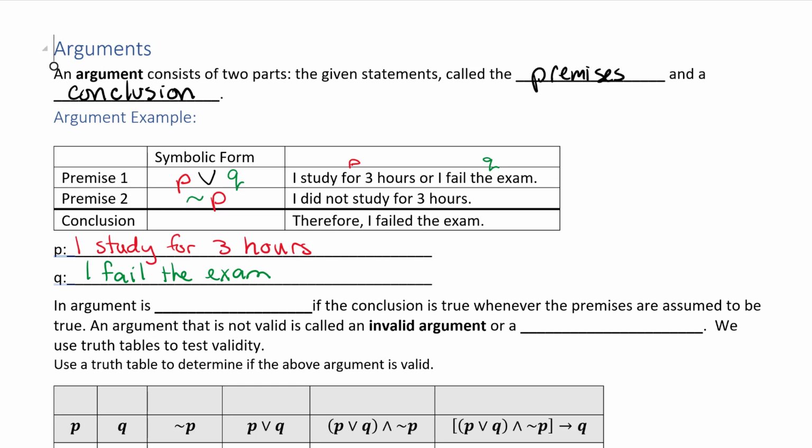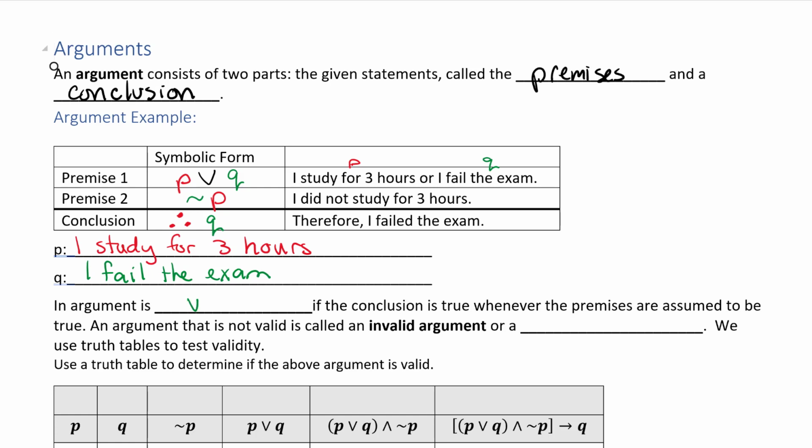And then our conclusion is therefore, and the notation we're going to use for therefore is 3 dots in a triangle. Therefore, I failed the exam, and that would be Q again. So I really only have 2 independent statements: P, I studied for 3 hours, and Q, I failed the exam. Now, with our premise 1 and our premise 2, we want to find out if our conclusion is actually valid or not. So let's discuss what a valid argument is.